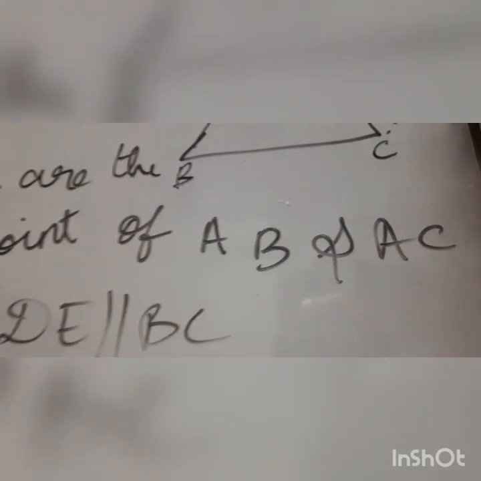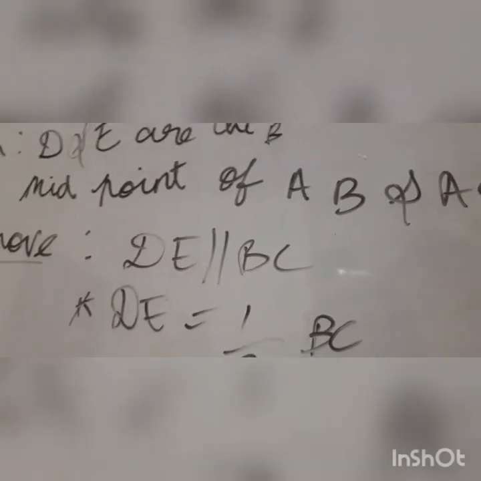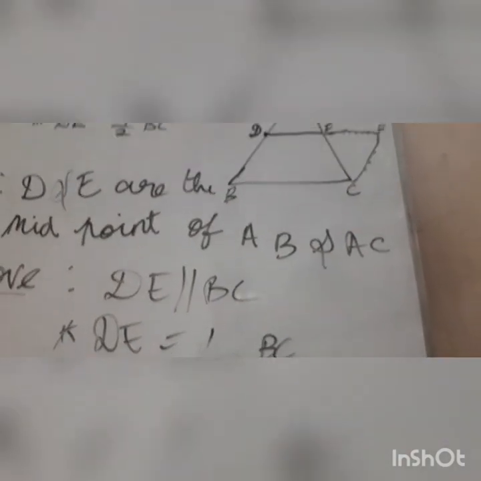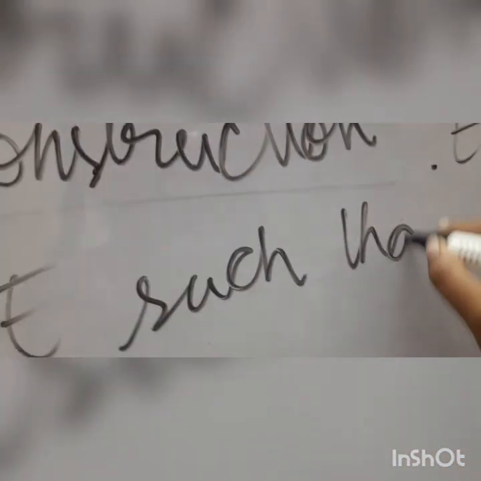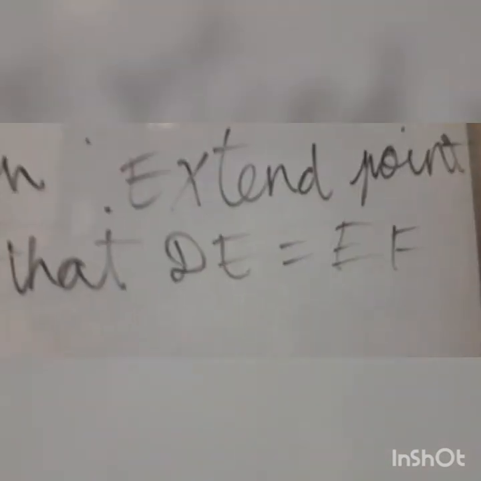Okay, it should be like this. Then here a triangle will be formed, right? Yes. So here one triangle will be formed. So we should just write: extend point E such that DE is equal to EF. Like that we should extend it.